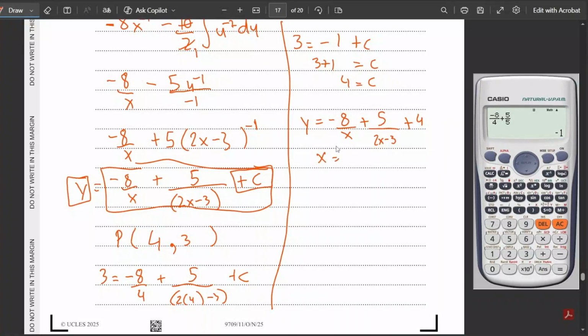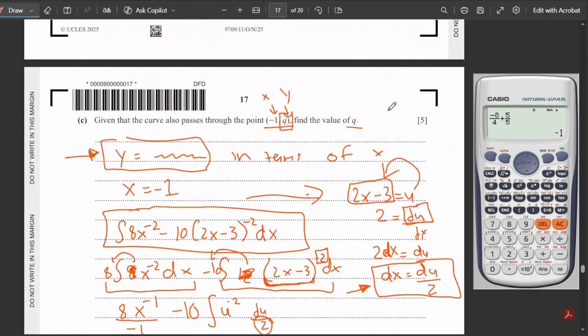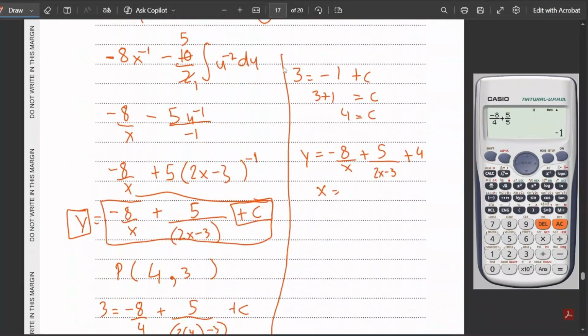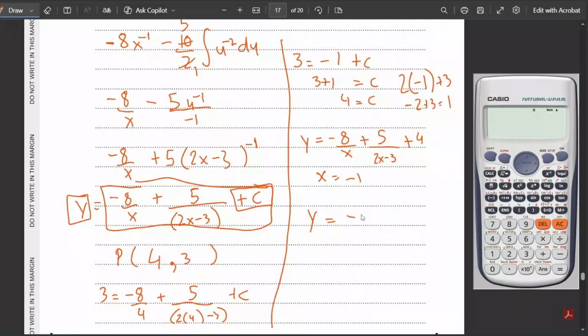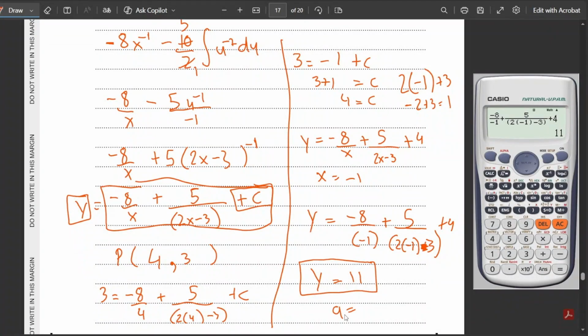And now I can put in x equals negative 1 in here, and I can find out what q is going to be. We can put in the value of x, so x is negative 1 over here, and then 2 times negative 1 minus 3 over here. This is minus 3, and plus 4. We can use our calculators to solve all of this. So we got negative 8 divided by negative 1, and then we got positive 5 over 2 times negative 1 minus 3, positive 4. And all of this is equal to 11. So y is equal to 11. Therefore, that means q is going to be 11.